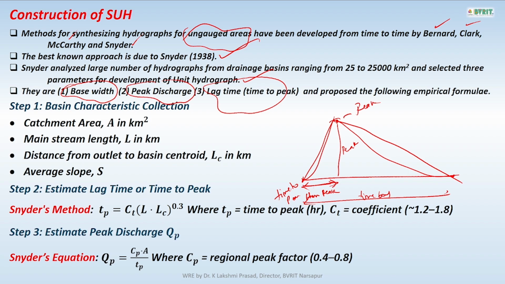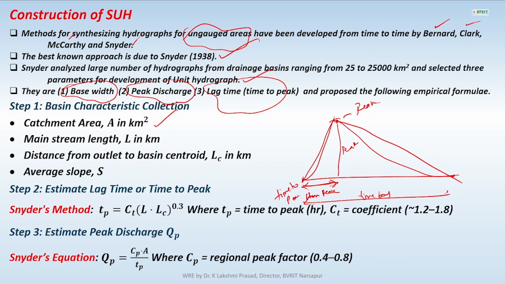He found that there are three characteristics which are very important in the Snyder method. Number one is the base width of the unit hydrograph. Number two is the peak discharge, the peak flow. Number three is the time at which the peak is going to occur. If you know these three things, the synthetic unit hydrograph can be constructed. The basin area is A. Now let us talk one by one: how to estimate base width, peak discharge, and lag time.